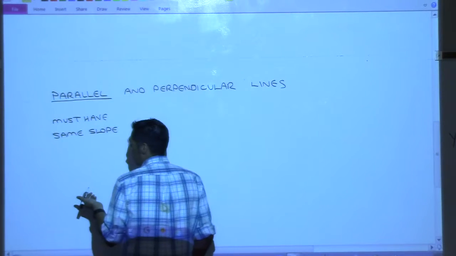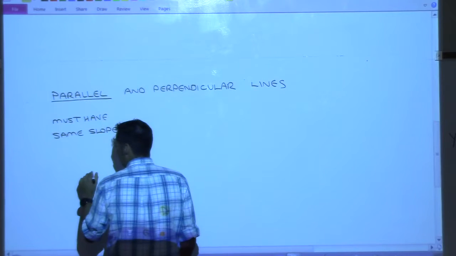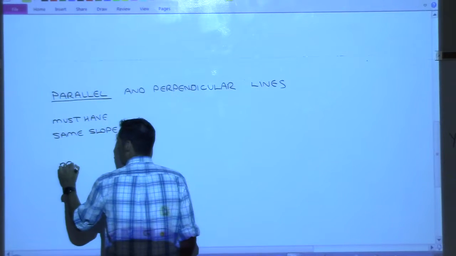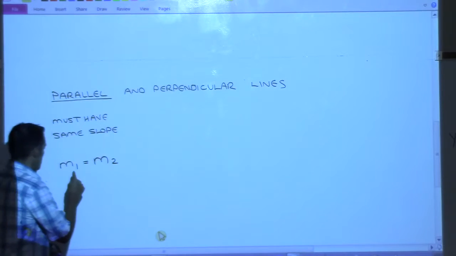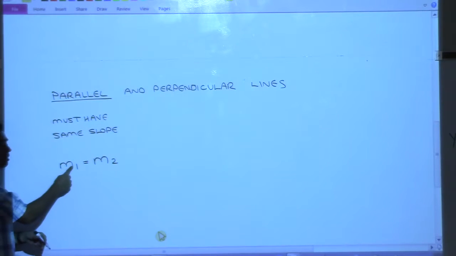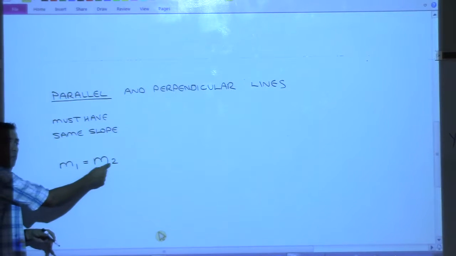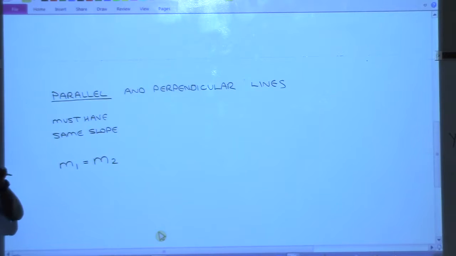So in terms of writing that as an equation, what we're saying is that, let's say I have a slope of some line. I'm going to call it line 1. The slope of line 1 must be equal to the slope of line 2. If the two slopes are equal, then you can say they're parallel. Let me give you an example.